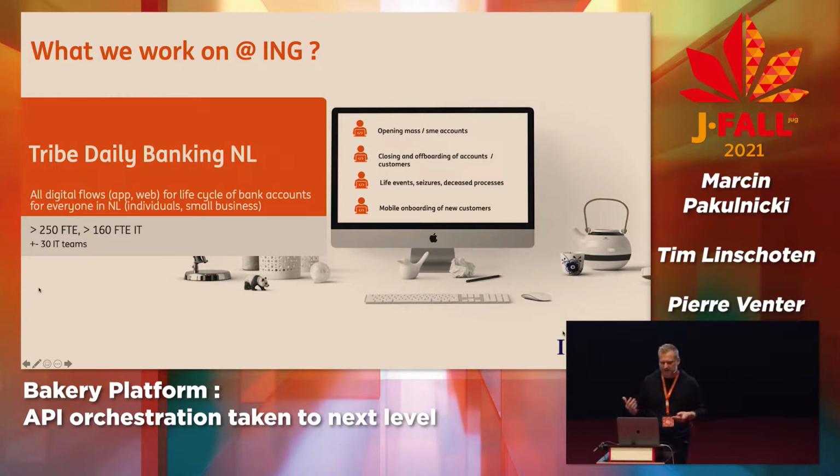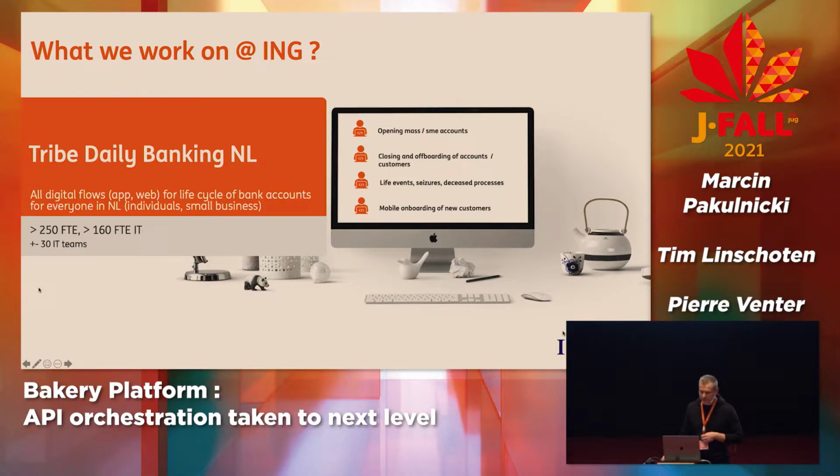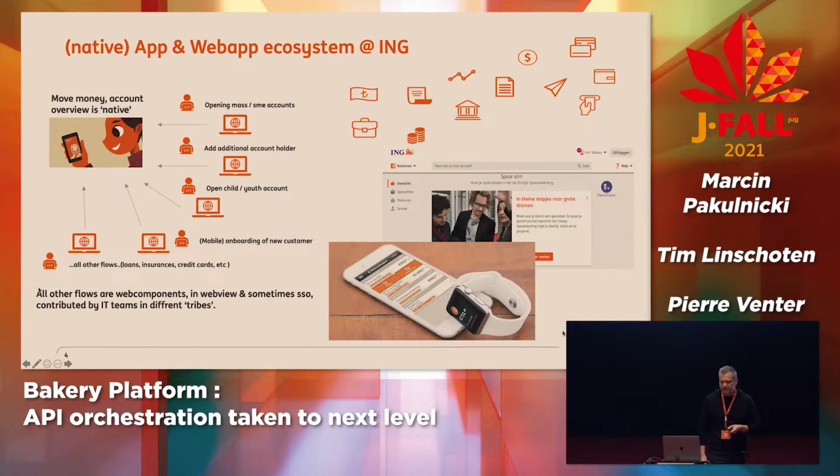So it's everything like opening and closing of mass accounts and SME accounts, offboarding customers, offboarding by bank, by customer, but also more complex processes like a seizure on a bank account. And last but not least, mobile onboarding, immediate mobile onboarding and opening of a new account for private customers in the Netherlands through the mobile app. It's also where we use Baker and Bakery. So we have more or less 160 software developers divided into 30 teams.